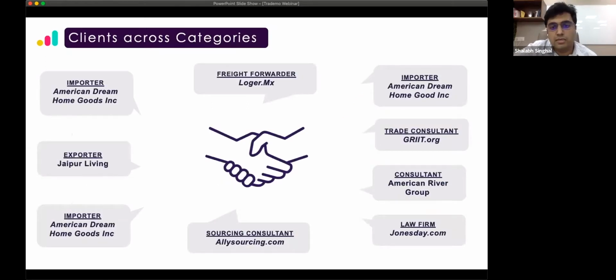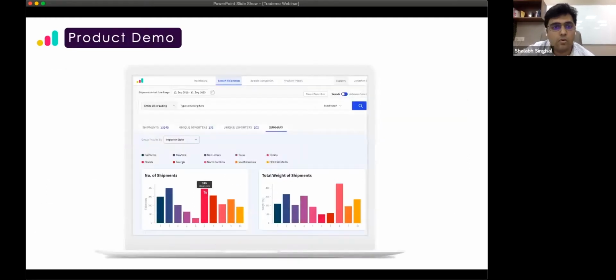So this is what we have seen. We have actually served customers in most of these categories, whether these are buyers, suppliers, the sourcing consultants, the logistic companies, the trade consultants, even law firms. This ranges from use cases as standard as procurement to something like where a law firm wants to use this data to help their clients with supply chain disputes. I think now it's time we can see the product actually in action. And over to you, Vivek.